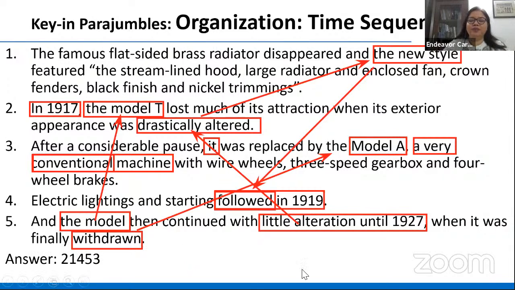Okay. So, yes, the years help me because I understand this narrative is revolving around time. Time factor is very important here. All right. But there is that careful reading. The word conventional very clearly tells me that model A had nothing to do with alteration. All right. Let's look at the next one.